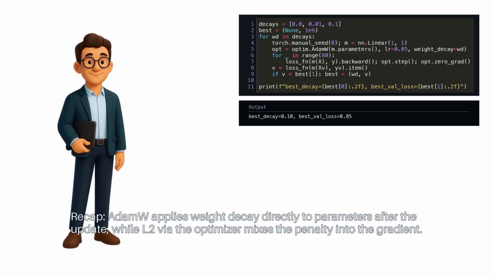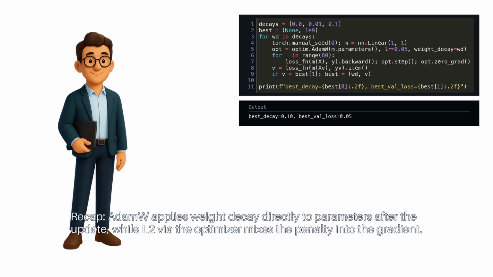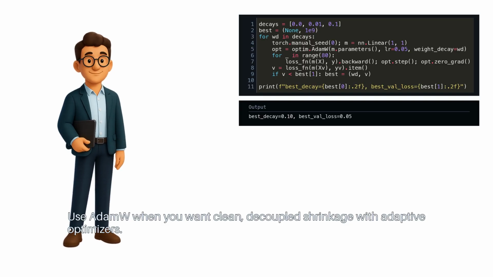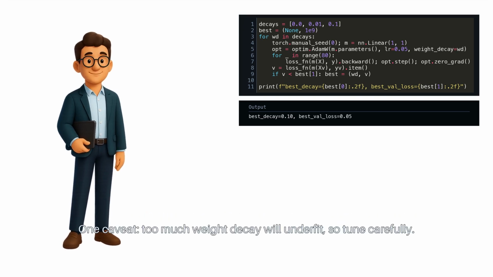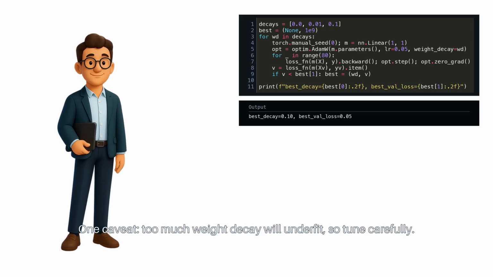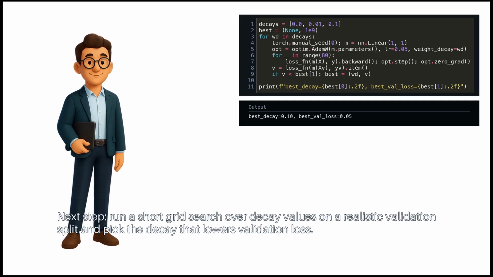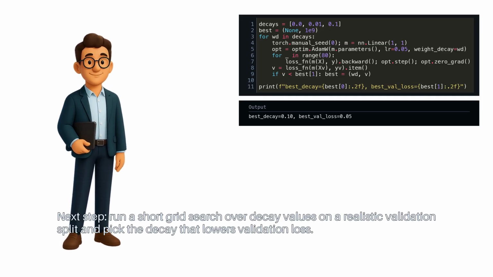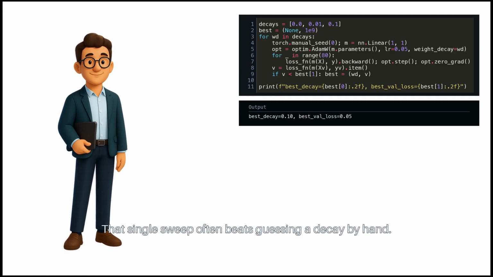Recap: AdamW applies weight decay directly to parameters after the update, while L2 via the optimizer mixes the penalty into the gradient. Use AdamW when you want clean, decoupled shrinkage with adaptive optimizers. One caveat: too much weight decay will underfit, so tune carefully. Next step, run a short grid search over decay values on a realistic validation split, and pick the decay that lowers validation loss. That single sweep often beats guessing a decay by hand.